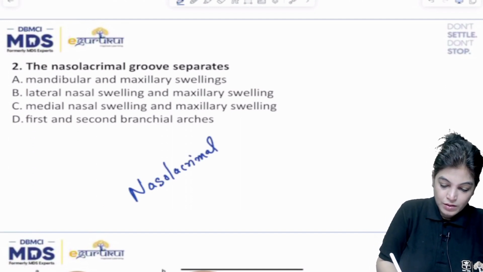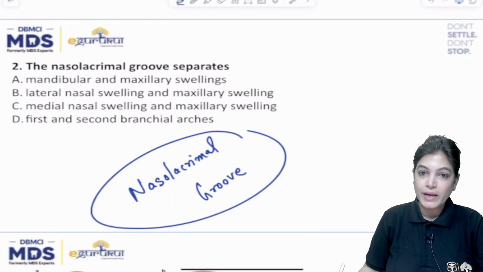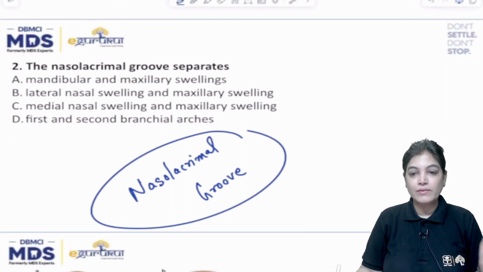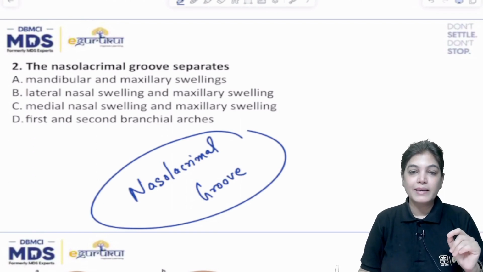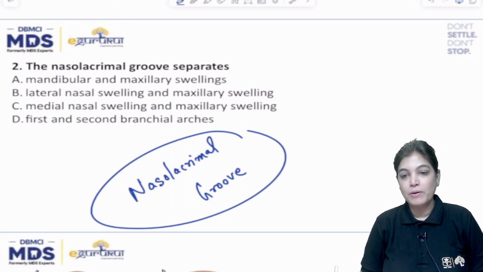Nasolacrimal groove. So to mark the right answer, I will show you an image, and meanwhile the students can give their right answers also. I will just wait for a few seconds. You can mark the right answer and then we can come up with the explanation of this question. So we have to mention the location of the nasolacrimal groove.